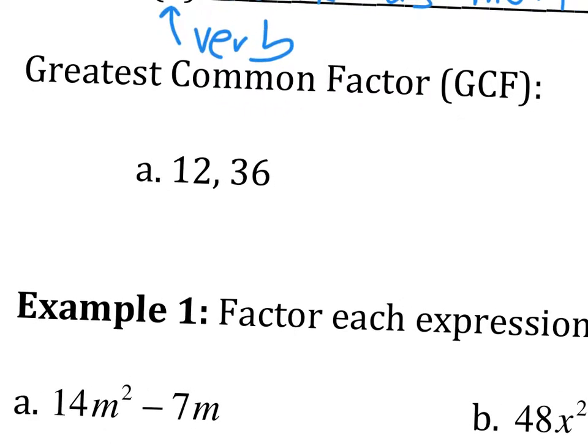So let's think about this. What's the largest factor of 12 and 36? What is the largest number that divides both of them? And the answer here would be 12. Because 12 divided by 12 is 1, 36 divided by 12 is 3.